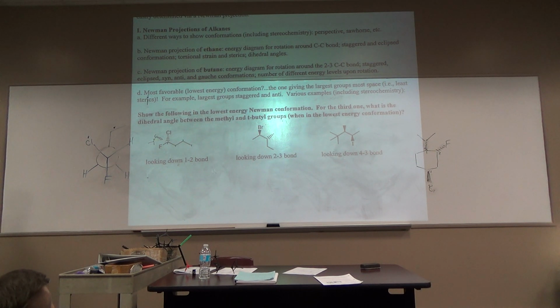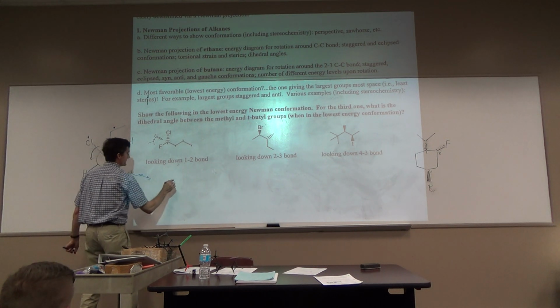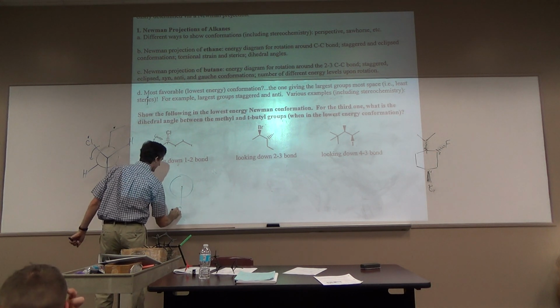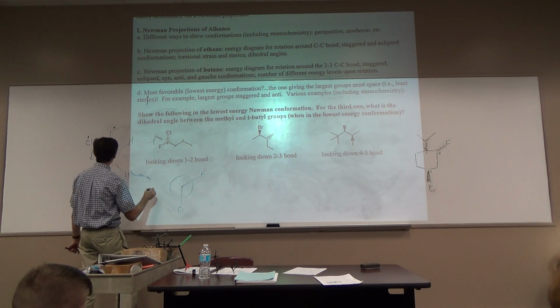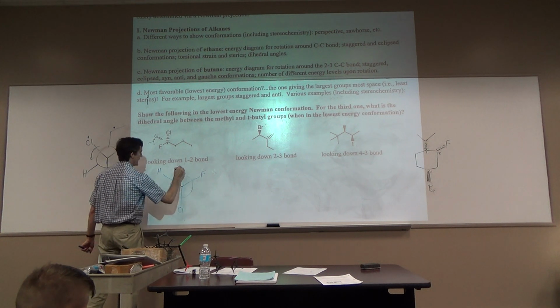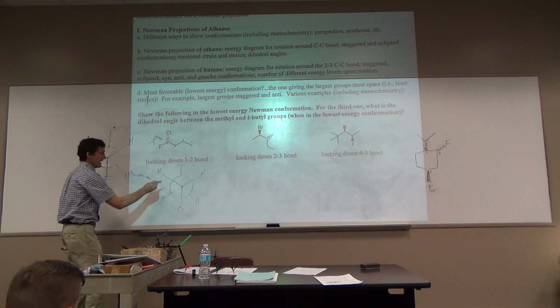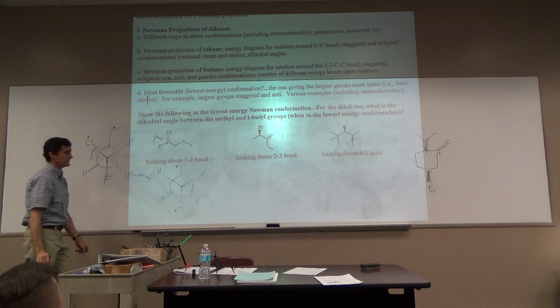Right now, those two groups are gauche. We want to rotate these and make them anti. I'm just going to rotate the front. I'm rotating the front, so the chlorine comes down, the F comes here. This is just like turning it like a wheel. H is here. Didn't do anything to the back. And there it is in the lowest energy conformation. The ethyl and the chlorine are anti.